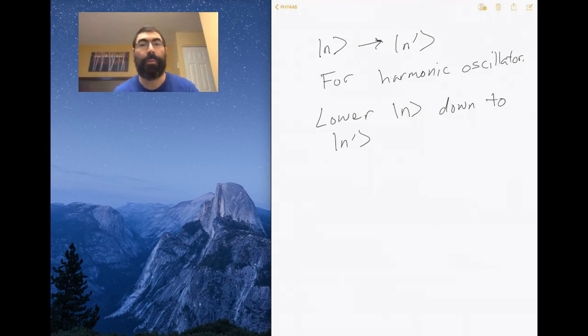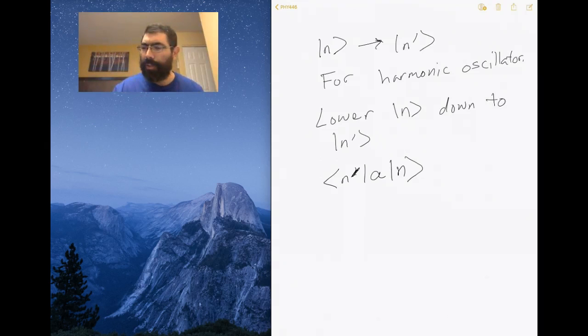And then I want to figure out what's the probability that's going to happen. What's the probability that I'm going to go from an n state down to an n prime state? Well, mathematically, the way that's written is that I operate with the lowering operator on the state n, and after I do that, I take the product with the state n prime. The product should tell me what's related, and I could then square it and get the probability from there.